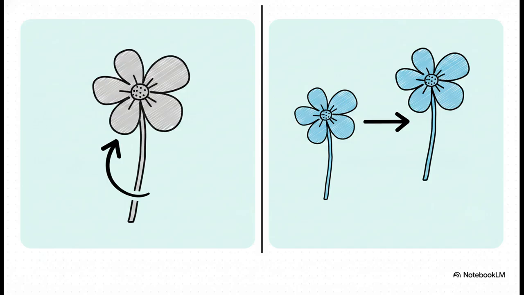Contrast that with cross-pollination, where pollen literally jumps between completely different plants of the same species. It definitely requires delivery agents to get there, but it massively increases genetic variation. A super common exam mistake is mixing these two up, so always remember, same plant versus different plant.